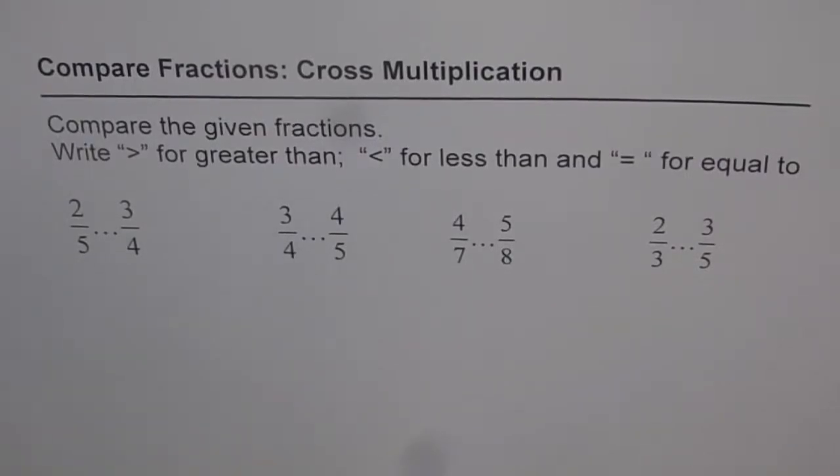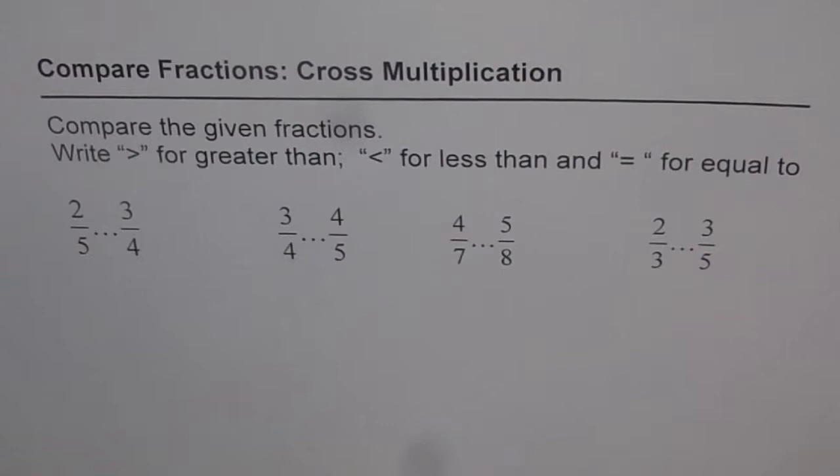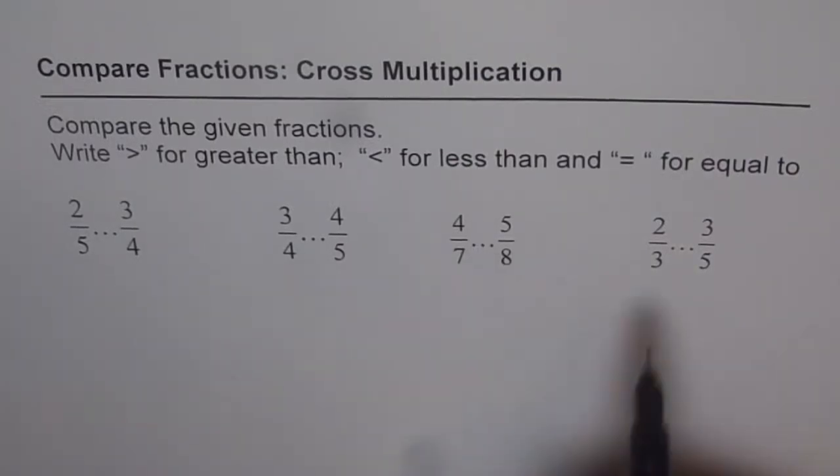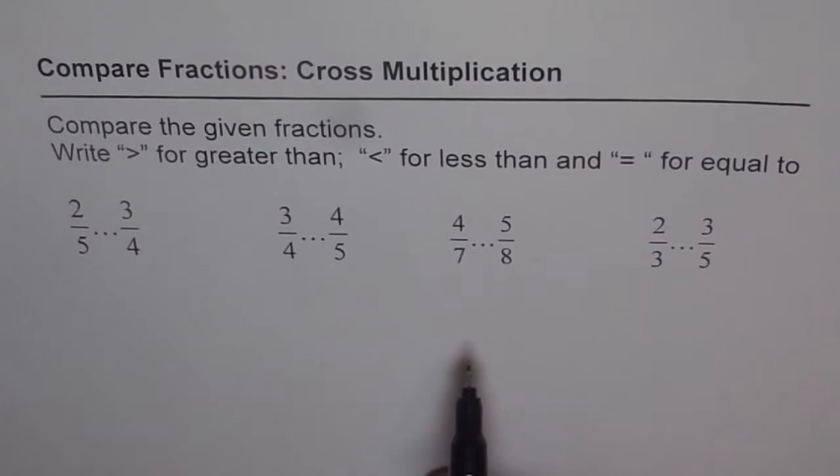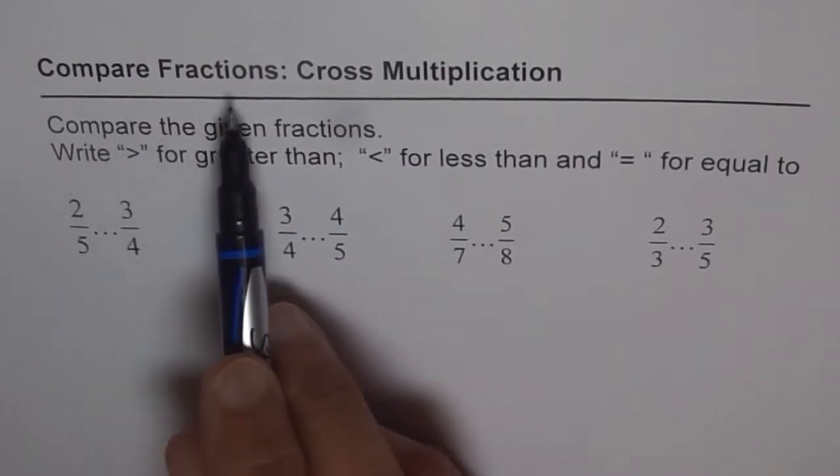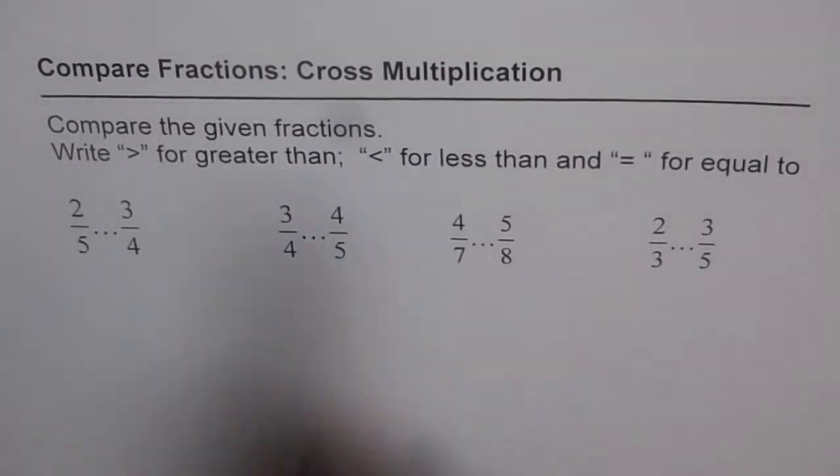Now let's figure out which fraction is greater, which is smaller, and which ones are equal. And this time we will do it by using a technique called cross multiplication. Cross multiplication is the best way of comparing two fractions. So we have four different examples here, and what do we need to do here? We need to compare fractions using cross multiplication.